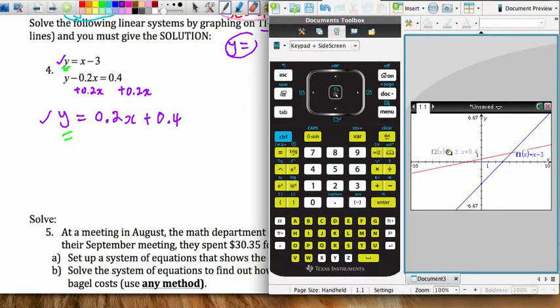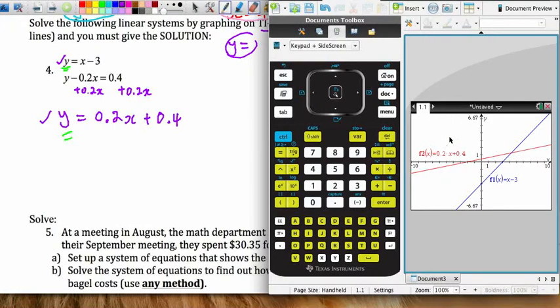I'm just going to move the labels of the function names out of the way, because the point that I'm interested in is of course the point of intersection between those two. And in terms of showing work, what you also need is the y-intercepts, and hopefully you realize that the y-intercept here is 0.4 and the y-intercept here is minus 3, because the equation of a line is y equals mx plus b.